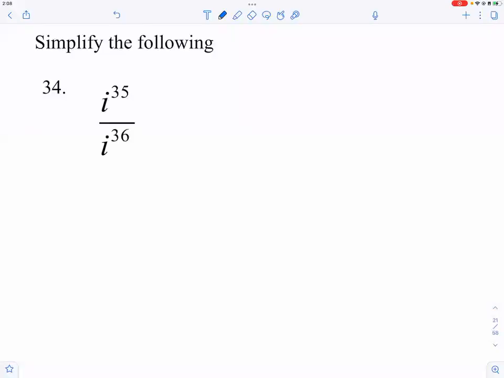Now, for question 34, there are actually two ways of doing this. Yeah, there are two ways to do this. Okay. Now, I will show you both ways, and I will let you judge which way is better.